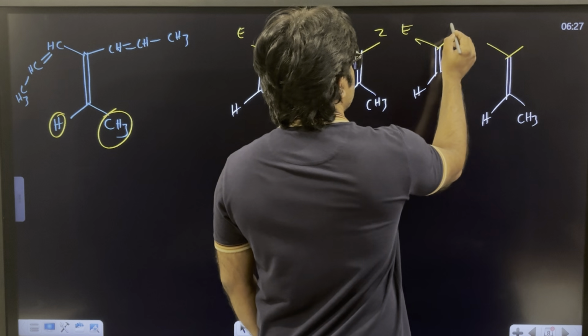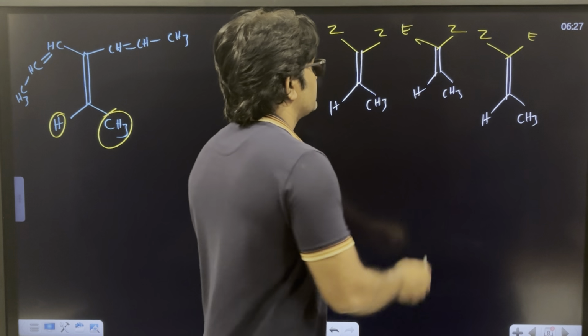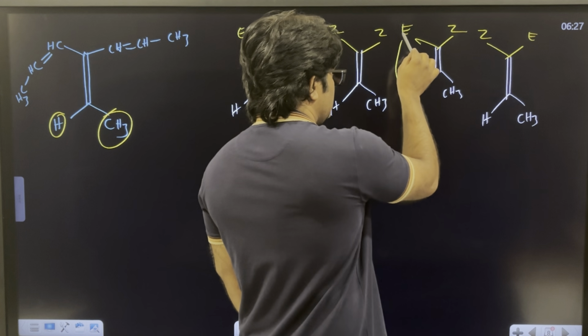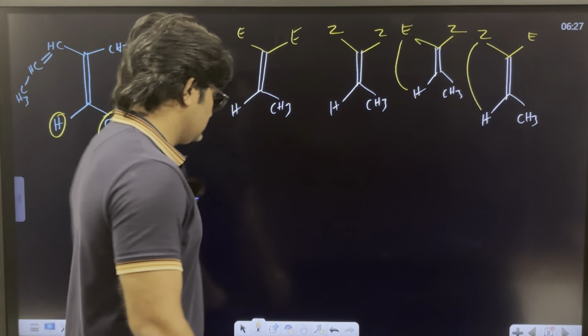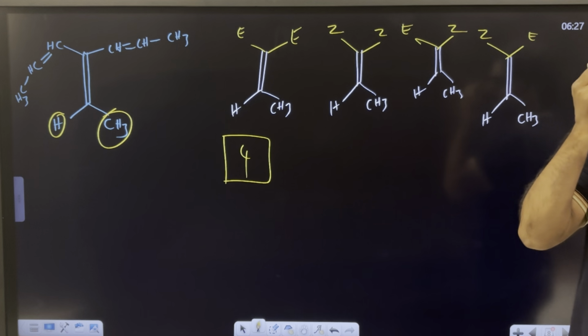Next one, here we can take E Z or Z and E. Why? Because E and hydrogen same side, Z and hydrogen same side. These two are considered as two different structures. Okay, that's why what is our answer? Total number of geometrical isomers equals 4.